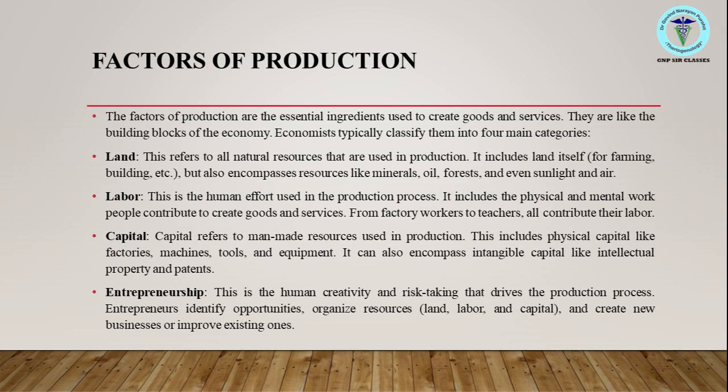Labor. This is the human effort used in the production process. It includes the physical and mental work people contribute to create goods and services. From factory workers to teachers, all contribute their labor. Capital. Capital refers to man-made resources used in production. This includes physical capital like factories, machines, tools, and equipment. It can also encompass intangible capital like intellectual property and patents.